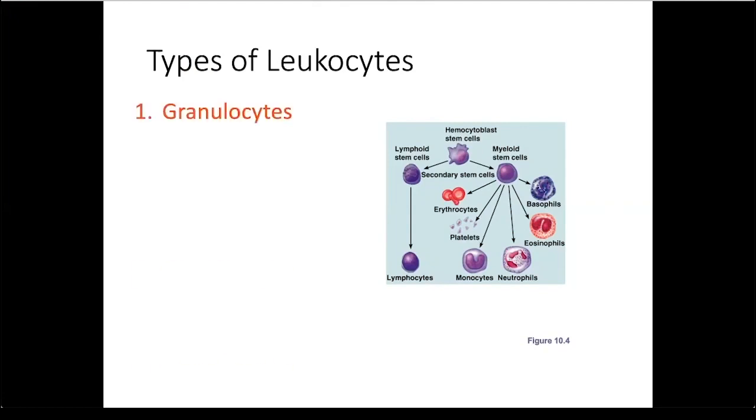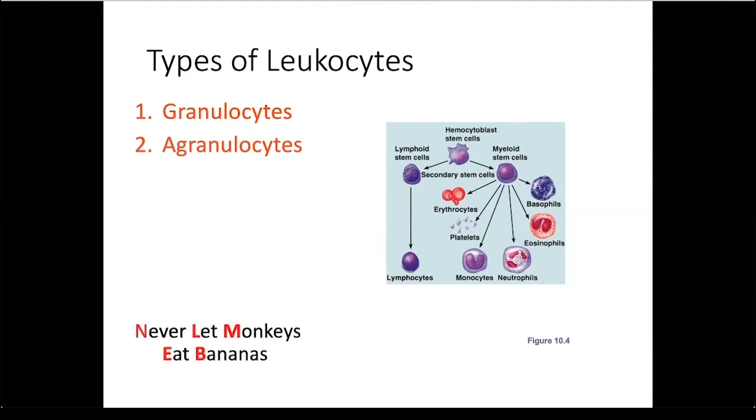Leukocytes can be placed into two main categories based on the appearance of their cytoplasm when they are stained. Granular cytes have granules that are visible when they are stained. Agranular cytes do not have visible granules in their cytoplasm when they are stained. When studying the different types of leukocytes, you will need to be able to identify a histology image of them, as well as tell me what their functions are and whether they are a granular cyte or an agranular cyte.